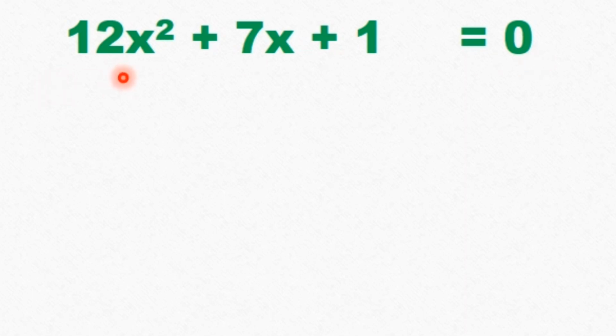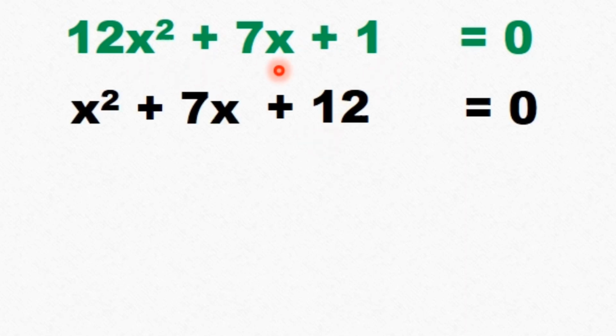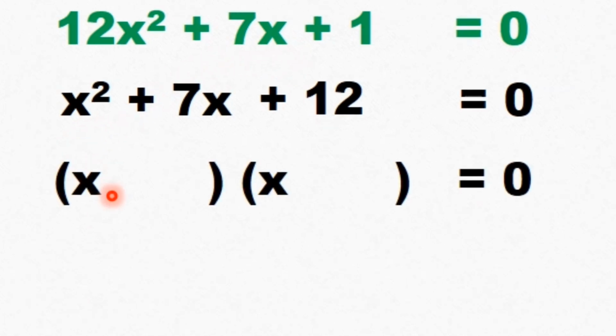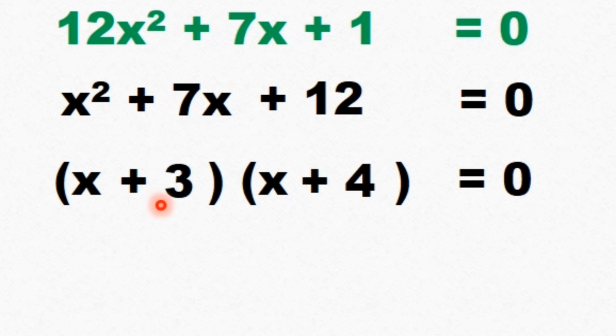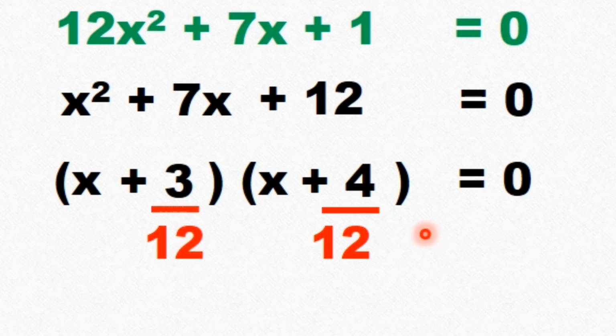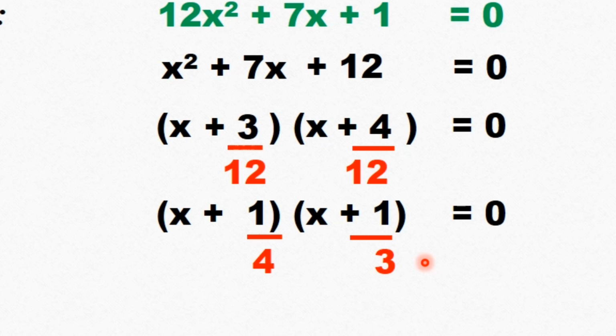First multiply 12 and 1. That is positive 12. Then we write x squared plus 7x. And then factor this. And think of the factors of 12 that will add up to positive 7. And the factors are positive 3 and positive 4. And divide it by 12. Then simplify. 3 over 12 is 1/4. And 4 over 12 is 1/3.